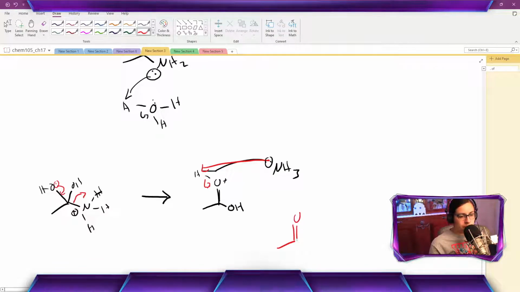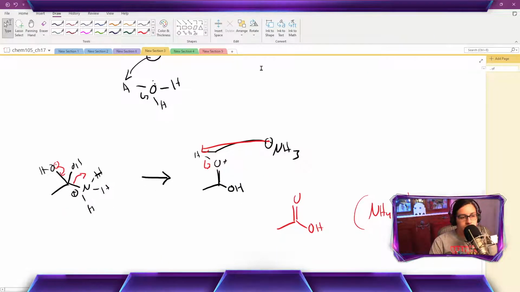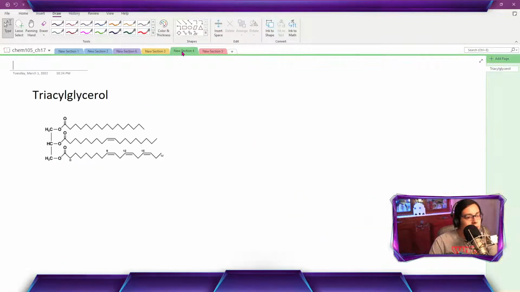There is our product, plus its counter ion. Any questions about that? I just wanted to point out these triacyl glycerols as well. And they're tri since you have 3 of them connected together.